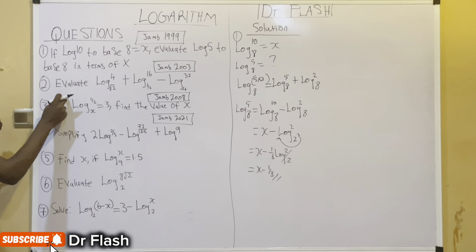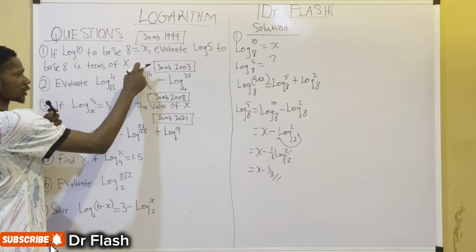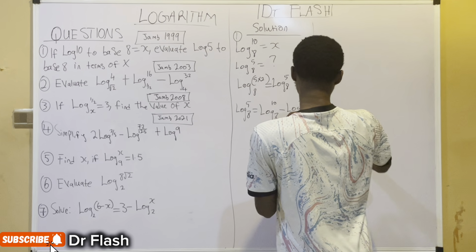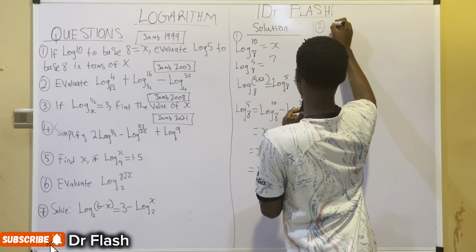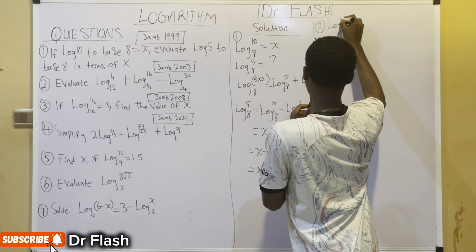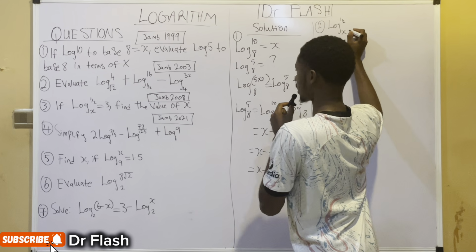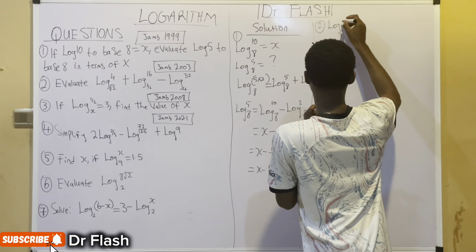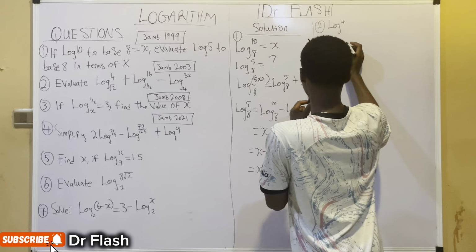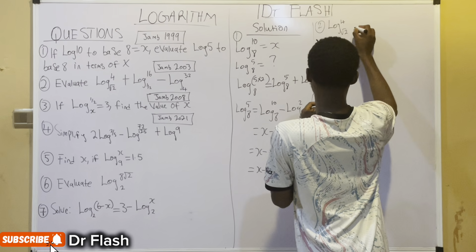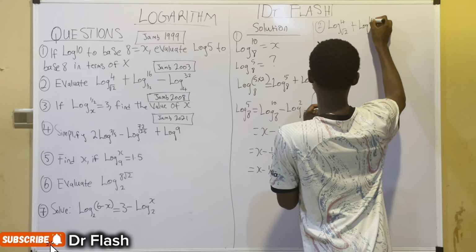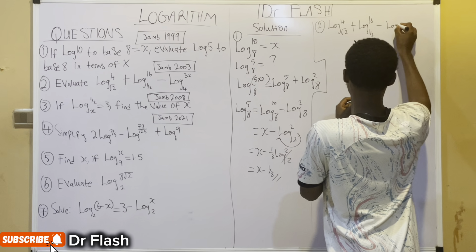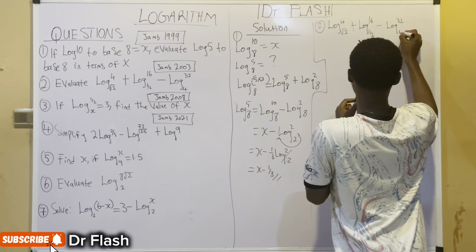Now question 2 says, evaluate log 4 base root 2 plus log 16 base 1 over 2 minus log 32 base 4. Okay, that's what question 2 is saying. So for question 2, we have to evaluate log 4 base root 2 plus log 16 base 1 over 2 minus log 32 base 4.